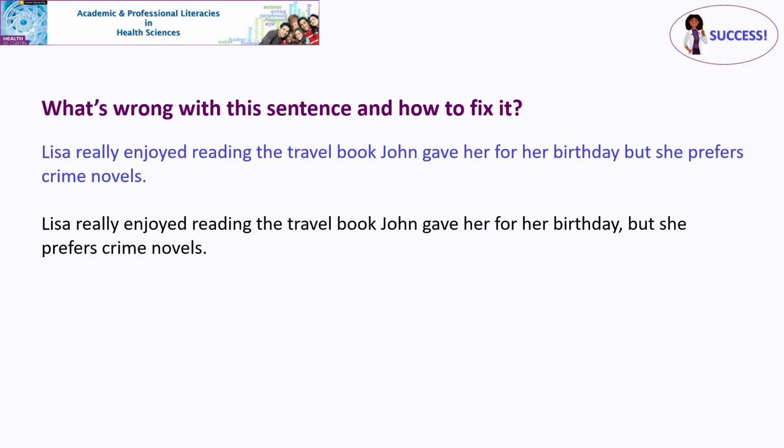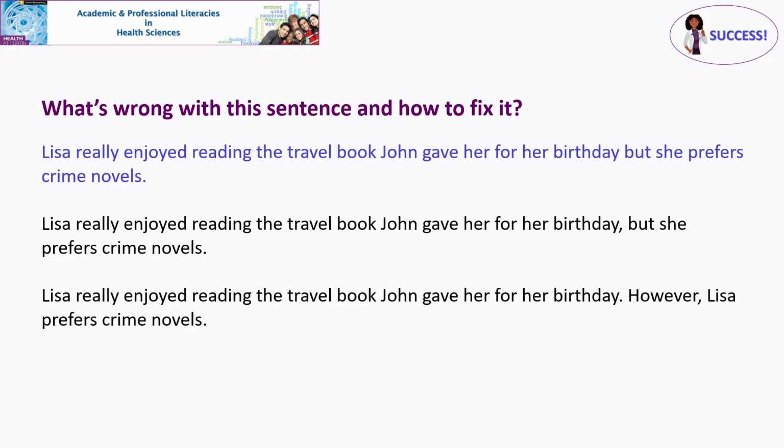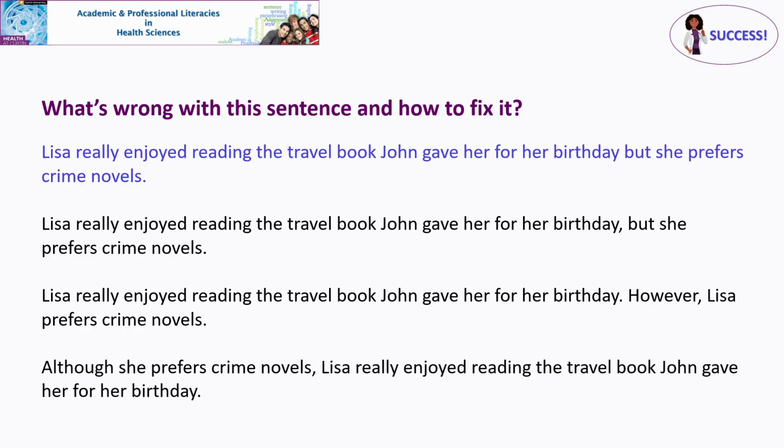However, there are other ways to fix it. We could use two sentences. So Lisa really enjoyed reading the travel book John gave her for her birthday, full stop. However, we use a connecting word. Lisa prefers crime novels. We've changed the but to however. We could also put that connecting word at the beginning, change the structure of the sentence. Although she prefers crime novels, comma, Lisa really enjoyed reading the travel book John gave her for her birthday. Three ways to correct this sentence.